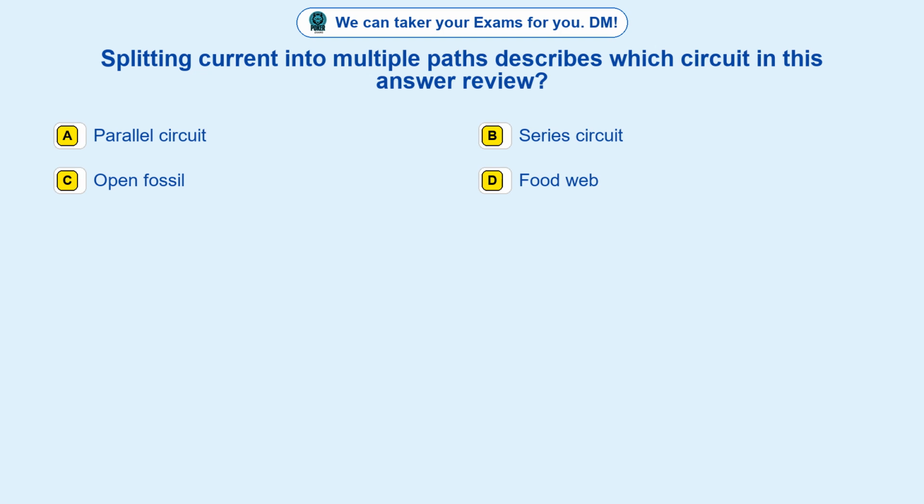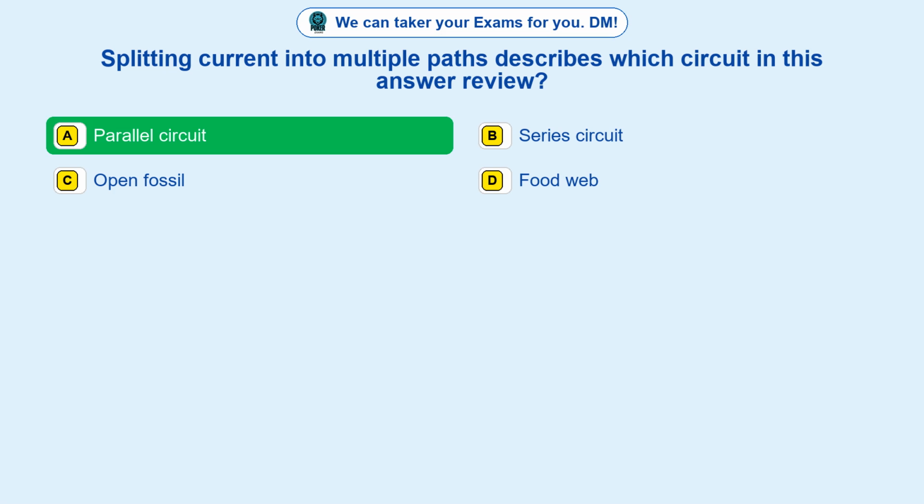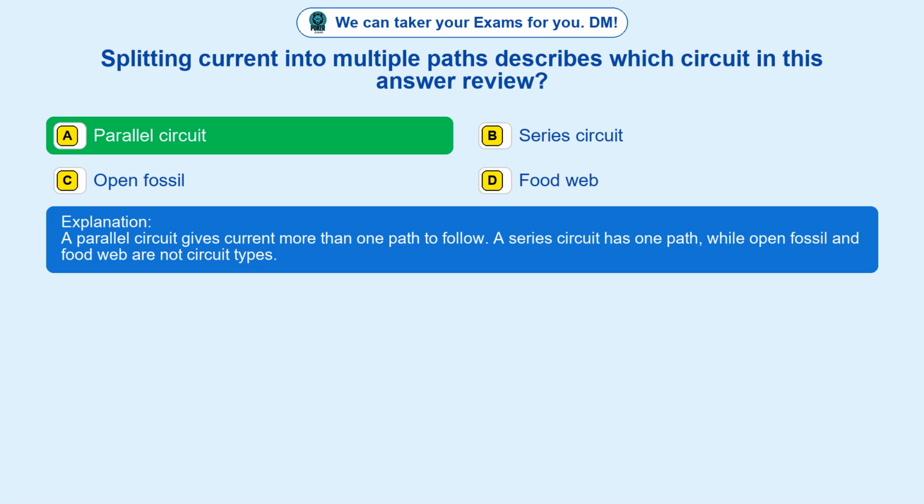Question 72. Splitting current into multiple paths describes which circuit in this answer review? Option A, parallel circuit. Option B, series circuit. Option C, open fossil. Option D, food web. The correct answer is option A. Parallel circuit. A parallel circuit gives current more than one path to follow. A series circuit has one path, while open fossil and food web are not circuit types.